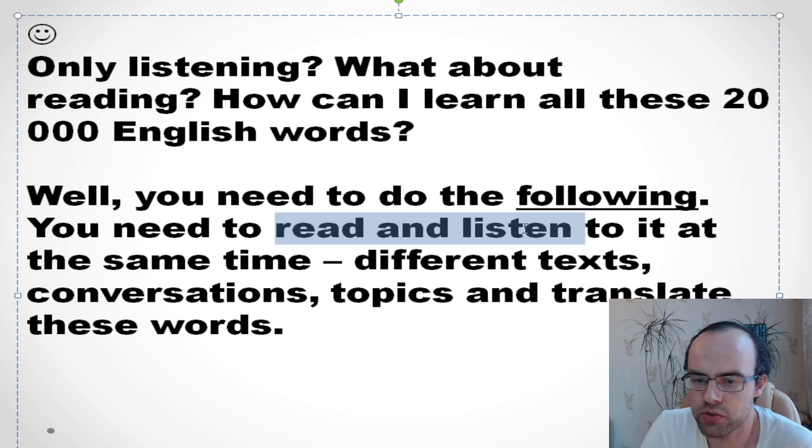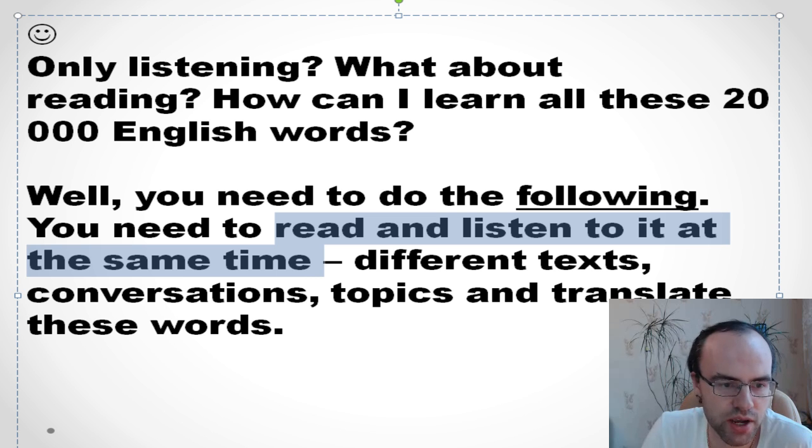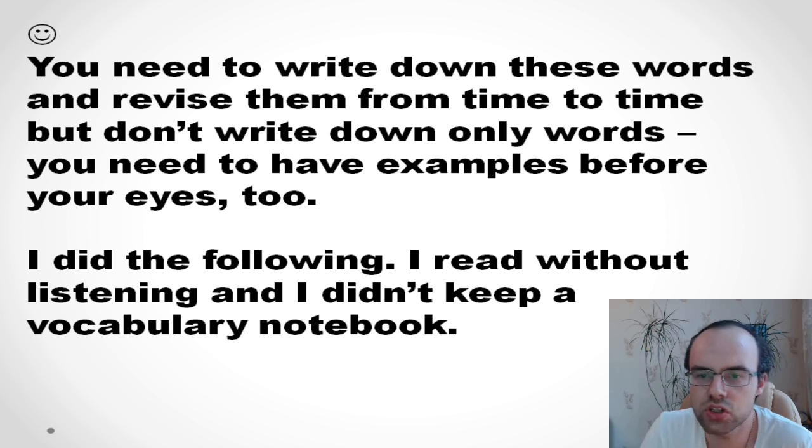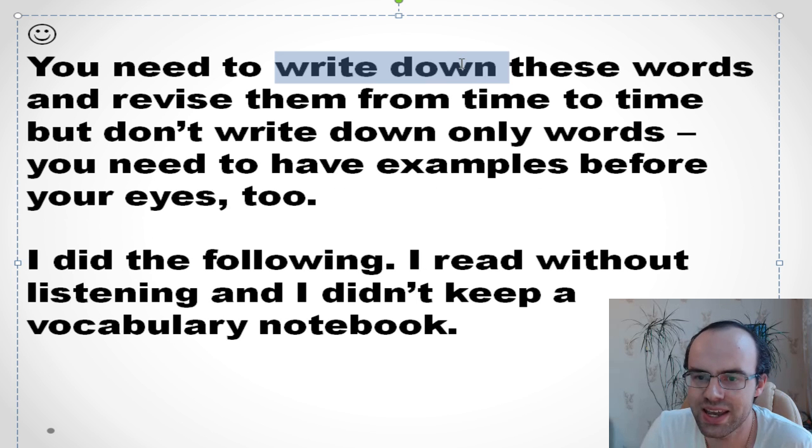Read and listen at the same time, different texts, conversations, topics, and translate these words. It's very important to translate these words. I mean that if you read them not in the original, but in adapted texts, conversations, topics, that's for English learners. What you also need to do is the following. You need to write down these words. You see new words, you translate them, you write them down and revise them from time to time.